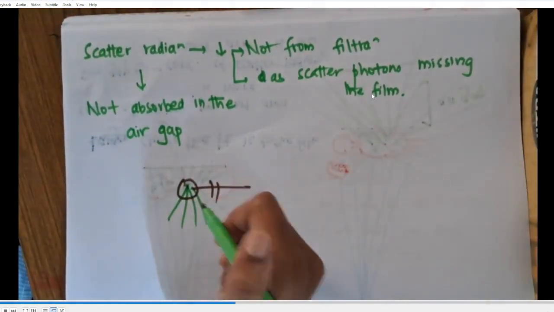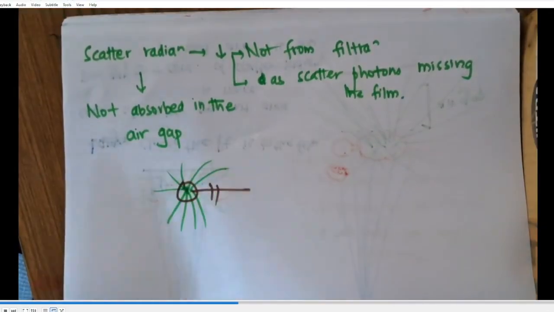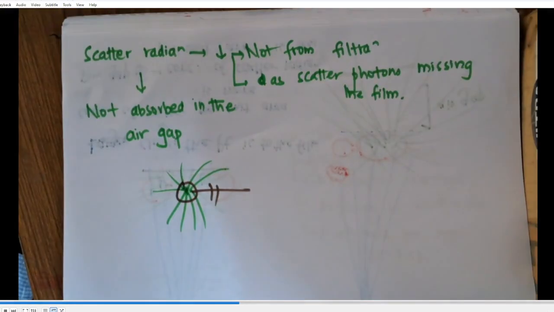Negligible quantities of scatter radiation are absorbed by the air gap. So the beam is not hardened. As a result, the term air filtration should be discarded now.